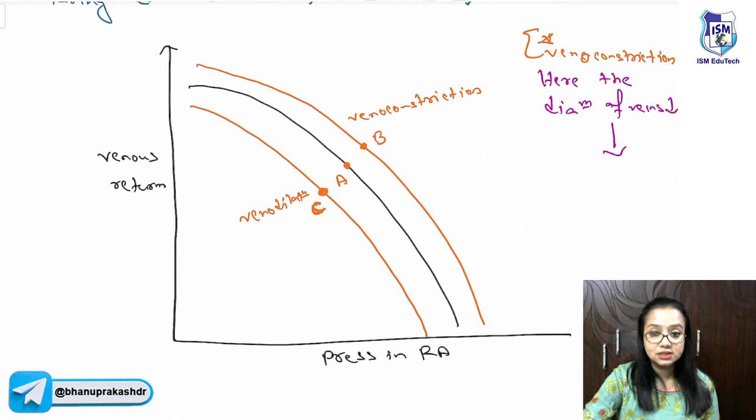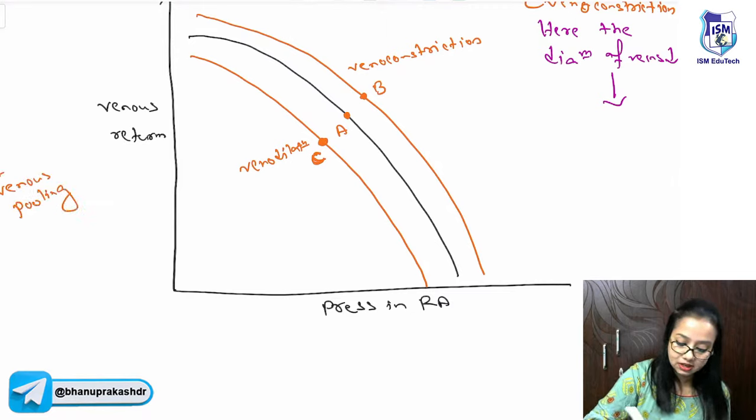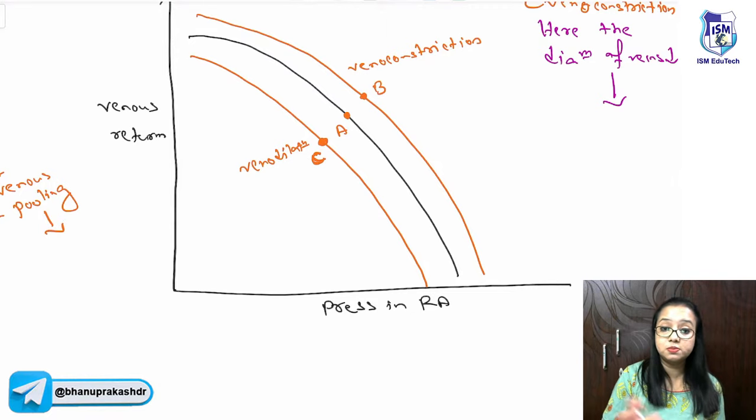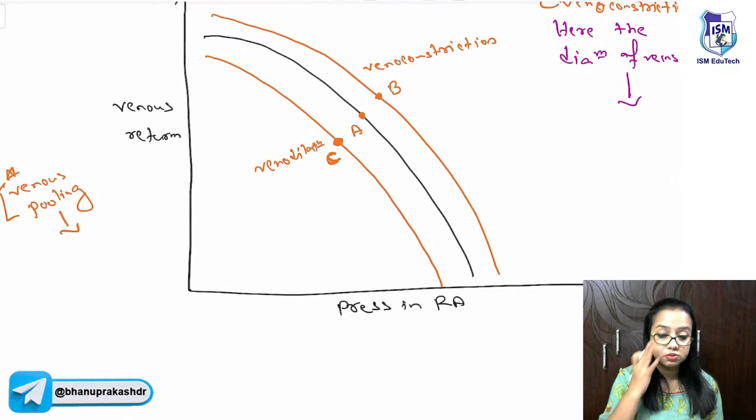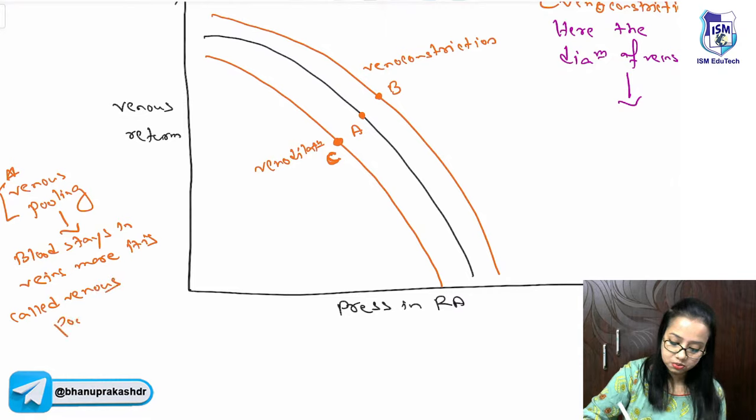Another term I want you to remember is venous pooling. I'm writing it on the side because that way it's very easy to remember. Pool, like a swimming pool. What is the function of a pool? Anything called a pool is to hold, to keep, to accommodate something. So when the blood stays in the veins more, it is called venous pooling.